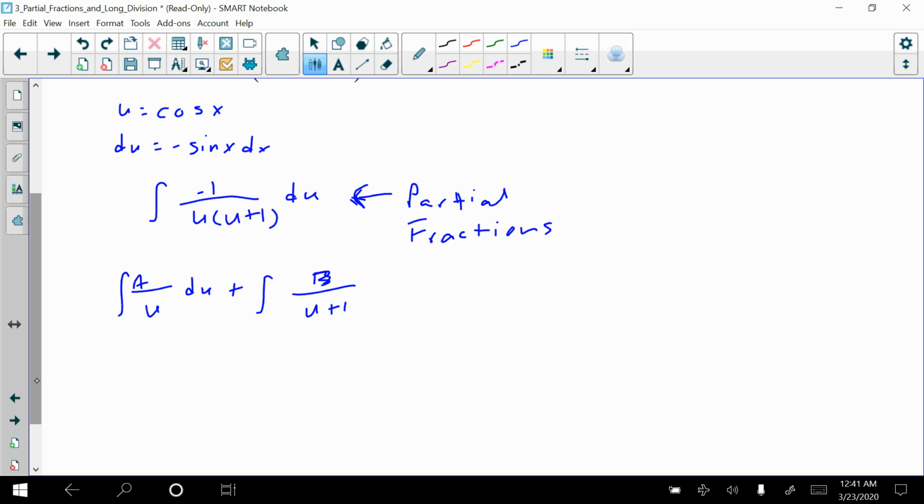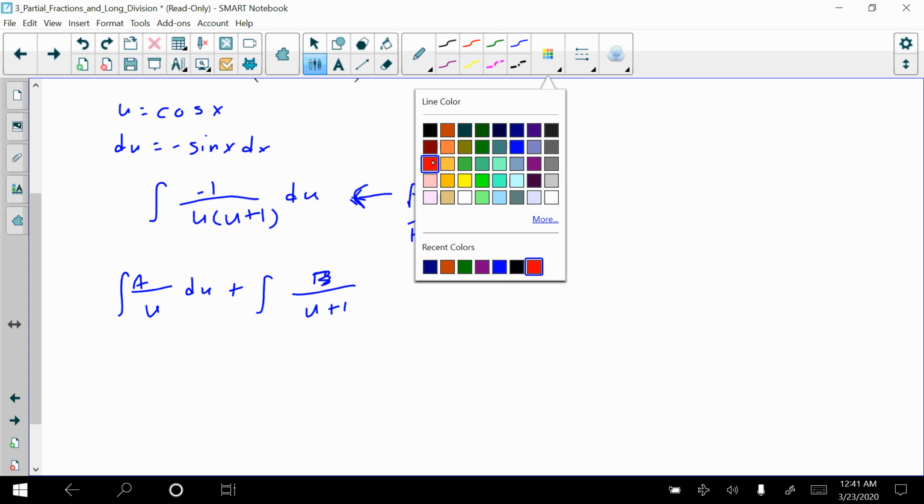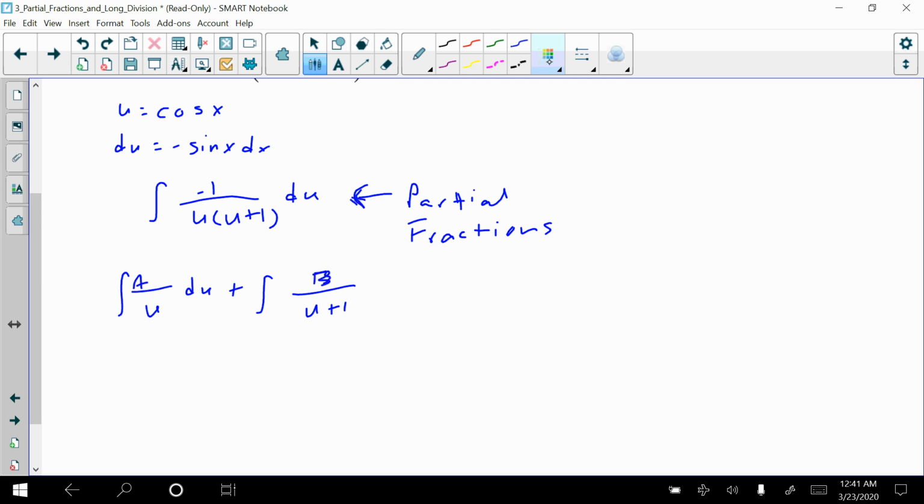And this is where we take the denominator and find its solution. So let's find the value of A. A's denominator is just u, so I set u equal to 0. We can use the numerator, which is negative 1, over the B denominator, which in this case is 0 plus 1. And so the A value, negative 1 over 1, is just going to be a negative 1. So that negative 1 is going to go in here for A.